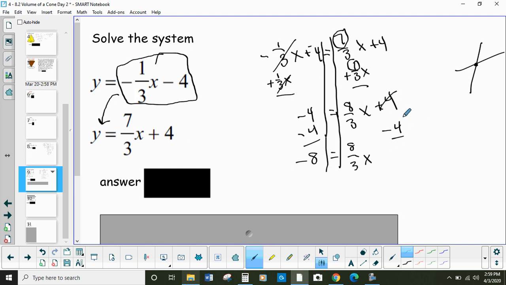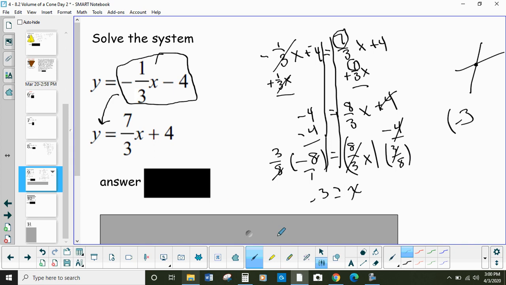Okay, so I'm going to multiply both sides by the reciprocal. All right, cross out our ones. And where these two lines intersect, my x value is -3.